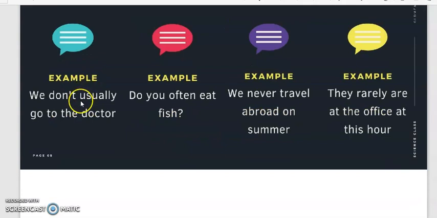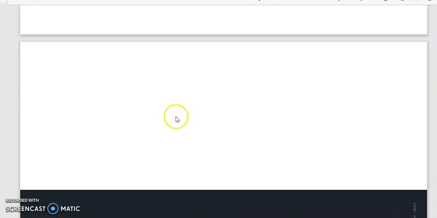We don't usually go to the park. As I was telling you, the adverb goes between the auxiliary and the main verb when we have two verbs. Do you often eat fish? We never travel abroad on summer. They rarely are at the office at this hour. We normally, almost always, using the adverbs of frequency, we almost always have positive adverbs of frequency.